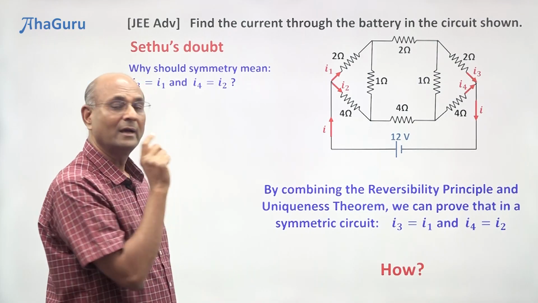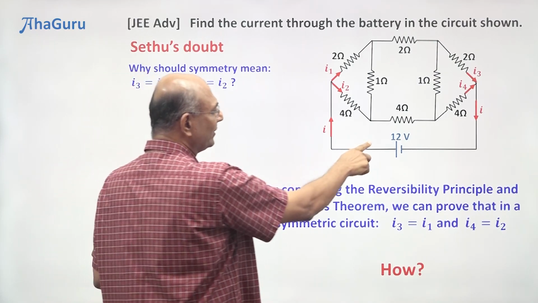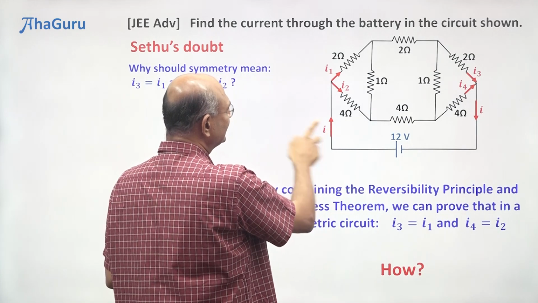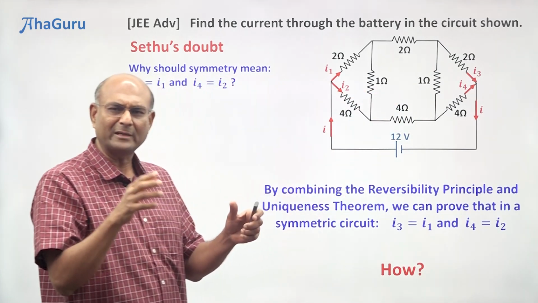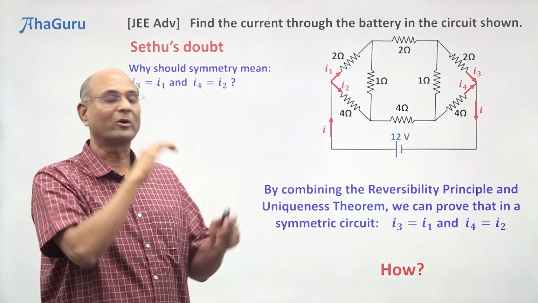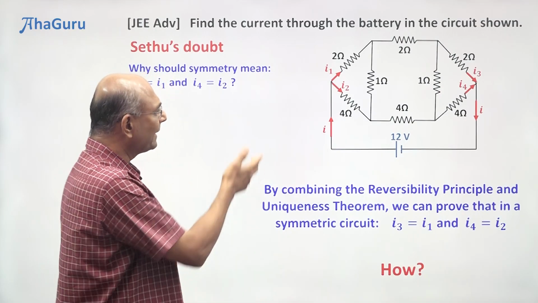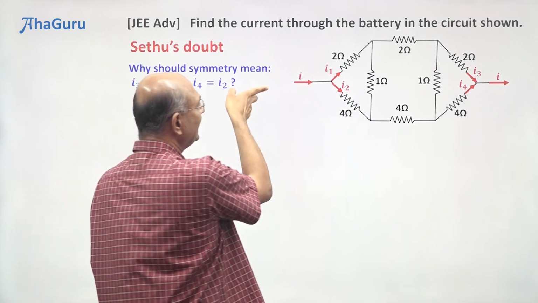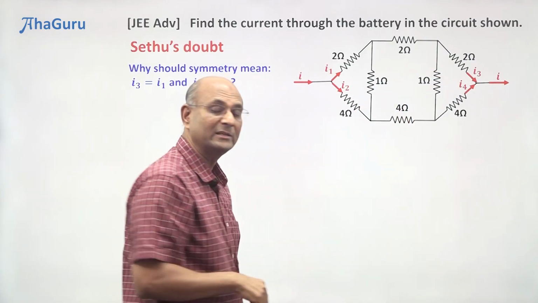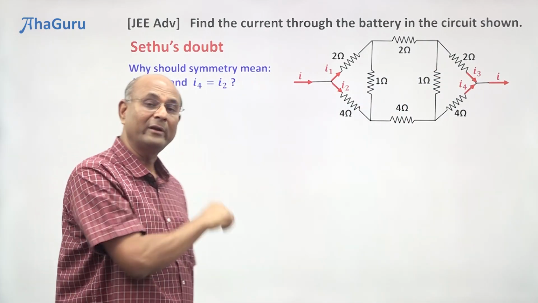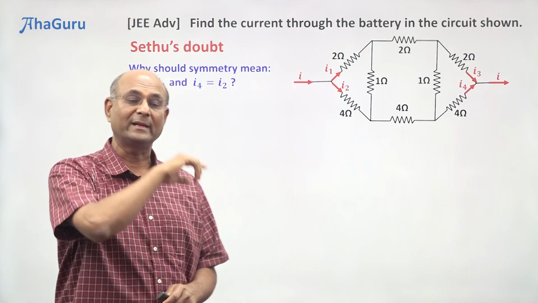How do we do that? Well, we actually don't need the battery. I just need this current and that current. So I'll remove the battery so that we can think a little more clearly. You can keep the battery if you want, but I'm going to remove it. So I'm going to just say current I is coming in, current I is going out. And I'm going to use the reversibility principle and the uniqueness theorem.